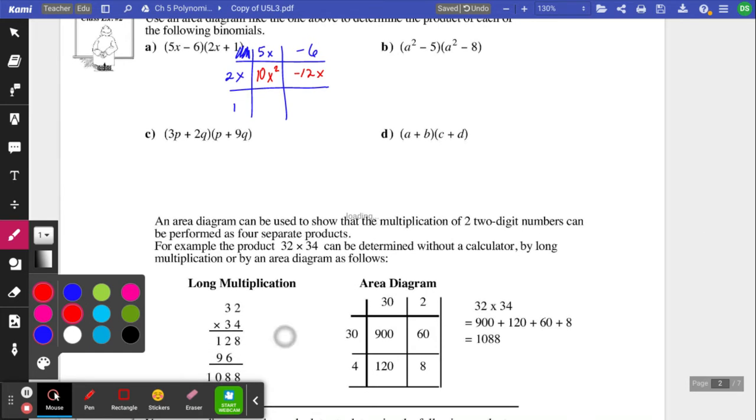And then I'll switch colors. Then we could do it again. We could say 5x times 1 is 5x, and negative 6 times 1 is negative 6. So you have multiplied everything in the first binomial times everything in the second. Now we just have to combine like terms. So our final answer would be 10x squared minus 7x minus 6. Final answer.